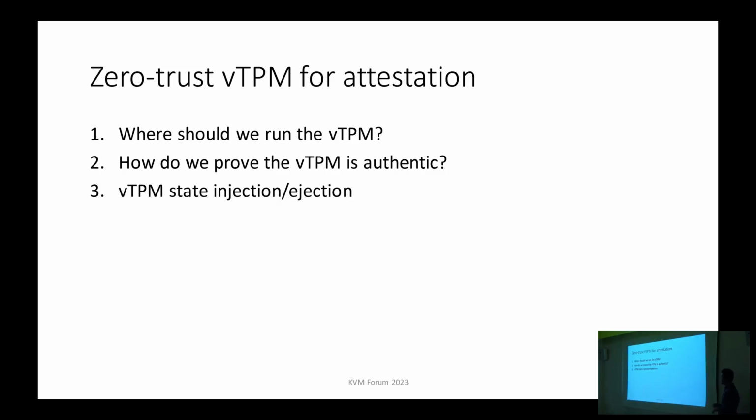Okay, now that we understand attestation, for the zero trust TPM, there are some key points that we need to discuss and solve. Basically they are: where should we run the VTPM? How can we prove that the VTPM is authentic? And also, discuss the state of the VTPM, injection or ejection.